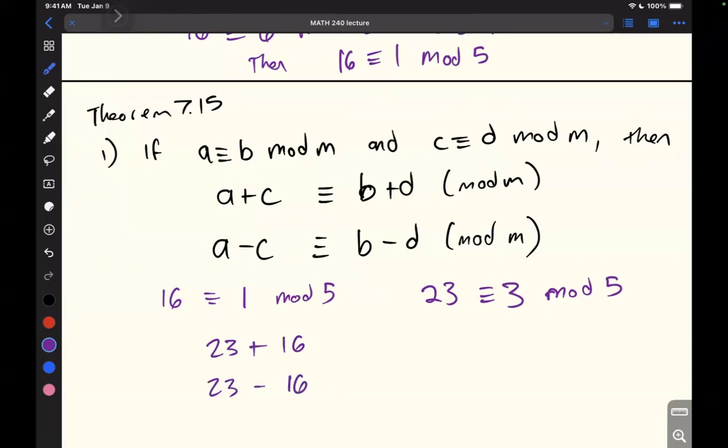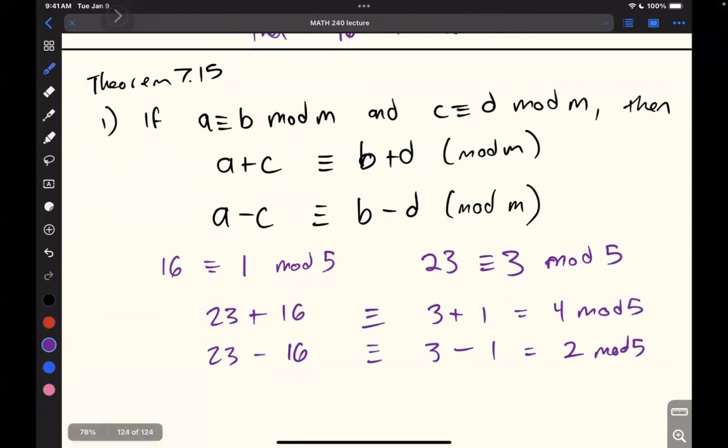So we could do all of this math with a calculator or in our heads because they're small enough numbers. But if they were enormous numbers, then if we know their congruence, so 23 is equivalent to 3, that's equivalent to doing 3 plus 1 or 3 minus 1, which is 4 mod 5, and this is 2 mod 5. And so that makes the math a lot easier. So if we can find the congruence, then we don't have to do all that computation.